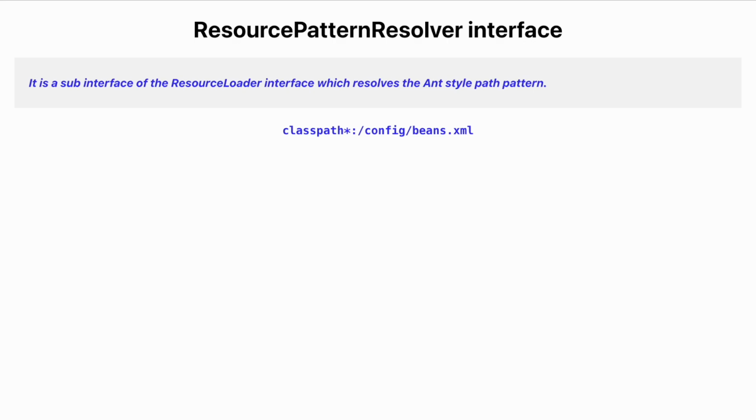ResourcePatternResolver interface. It is a sub-interface of the ResourceLoader interface which resolves Ant-style path patterns. For example, the pattern classpath*:/config/beans.xml resolves multiple files residing in different jar files and different directories with the same path in all classpath locations. PathMatchingResourcePatternResolver implementation can be used in standalone applications.